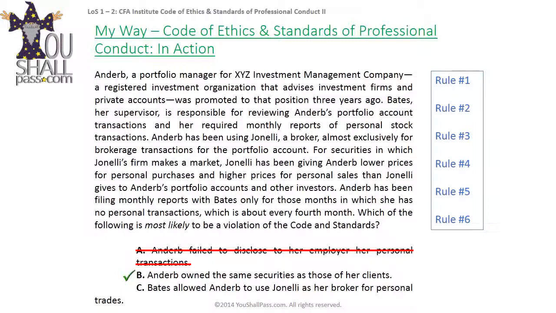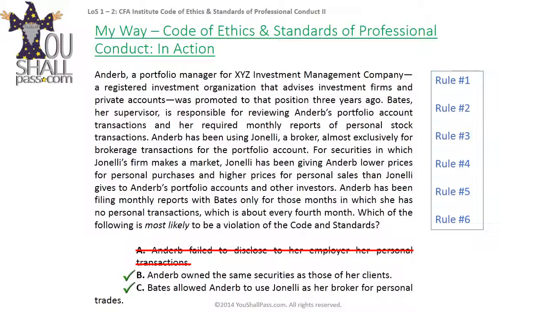Bates allowing Anderb to use the same broker for her personal trades, again, is not of itself a violation. There are nuances to it, and as we have seen, the broker gave preferential prices to Anderb for her security transactions. However, using the broker in and of itself is not a violation. What transpired in those transactions is another story. But the given choice does not offer any such nuances.